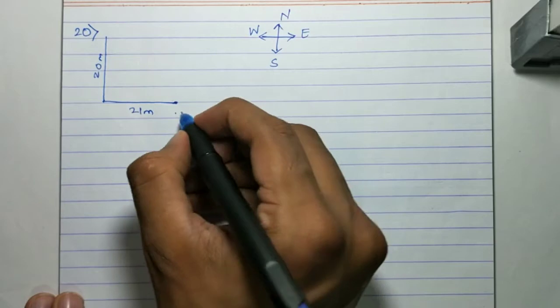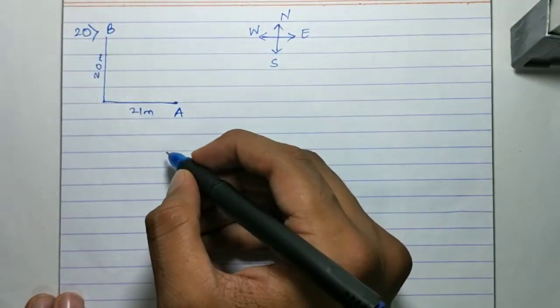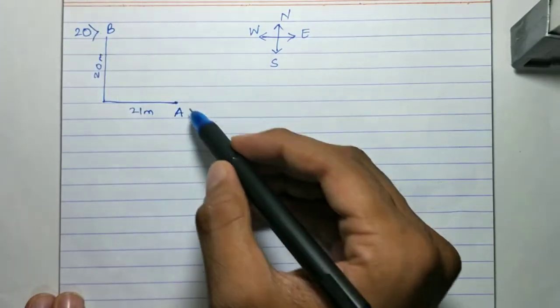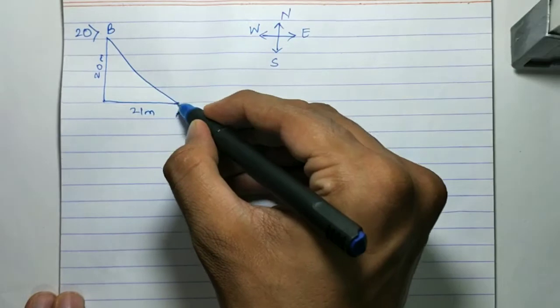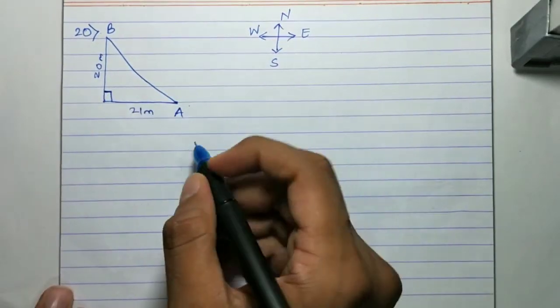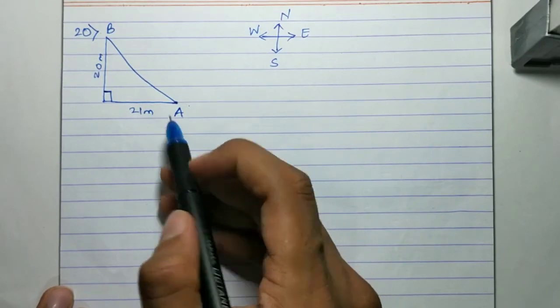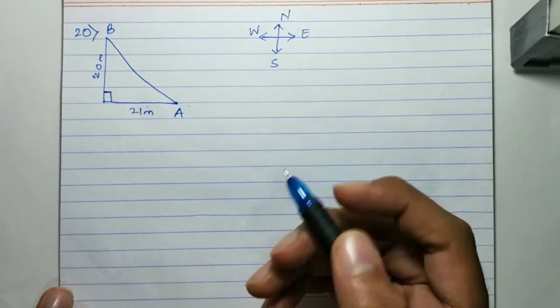So the man was here and he reached here. Now they are asking the direct distance between his first point and his final point. So we have to find this distance AB. This is 90 degrees. Directions are perpendicular to each other. Now using the Pythagoras theorem, we can easily find AB.